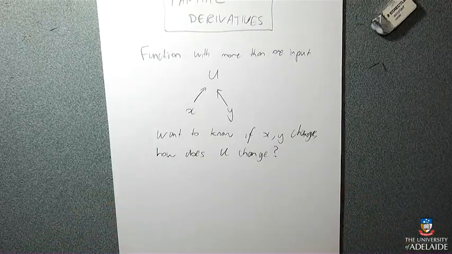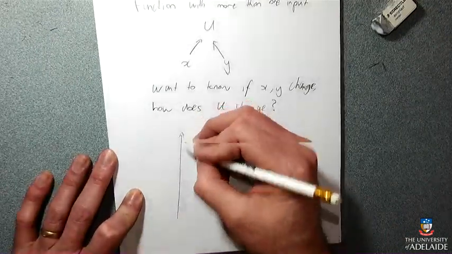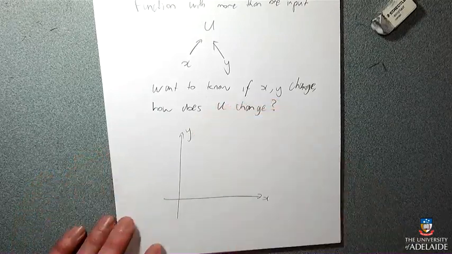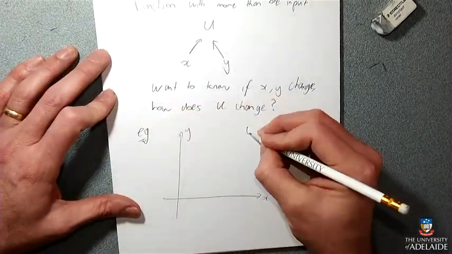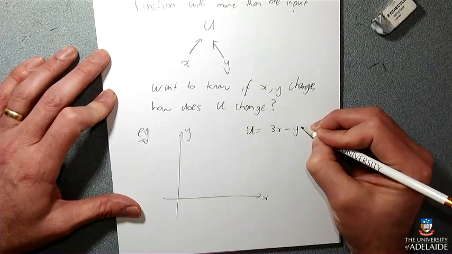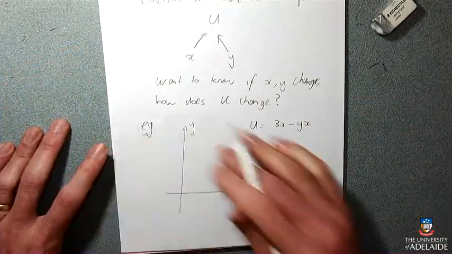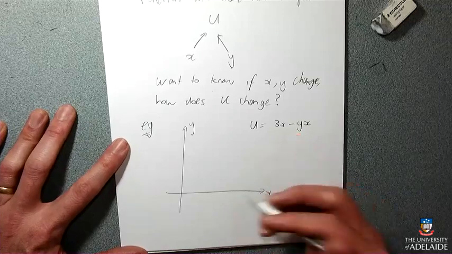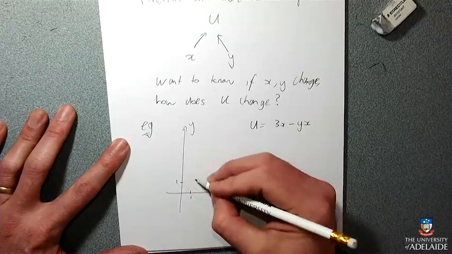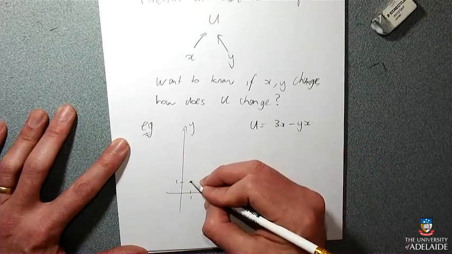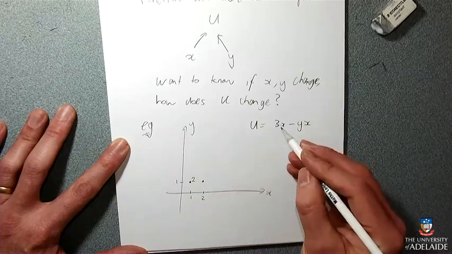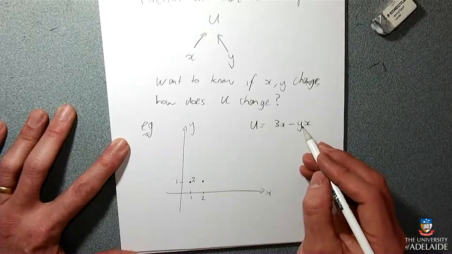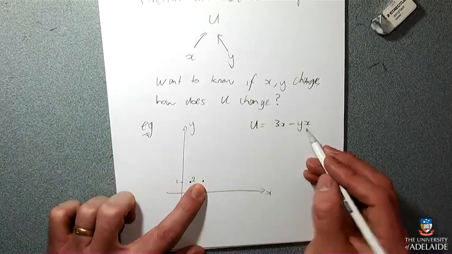Okay. So one way of imagining a function like this is to imagine it as having an x and a y, and then every x and y produces an answer for u. So if we did an example and the u was equal to 3x minus y times x or something like that, then at every possible x and y I could figure out what u worked out to be. So if I was here at 1, 1, then the answer would be 3 times 1 minus 1 times 1, which is 2. And if I was here at 2, 1, it would be 3 times 2 minus 1 times 2.